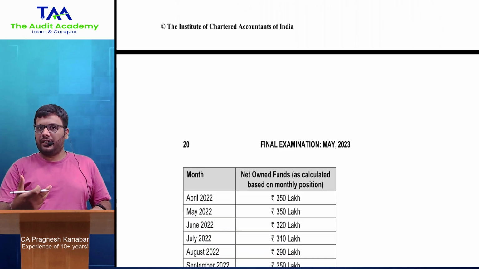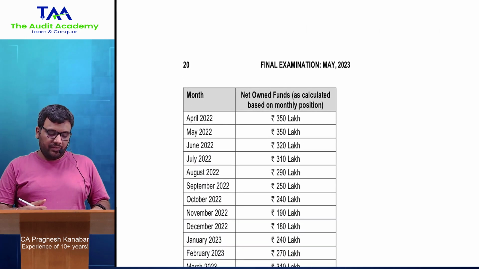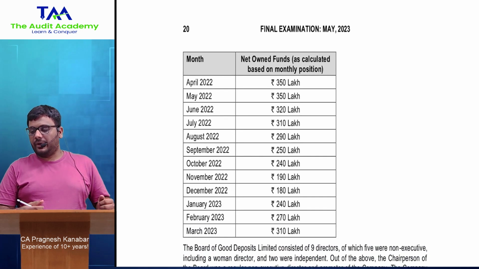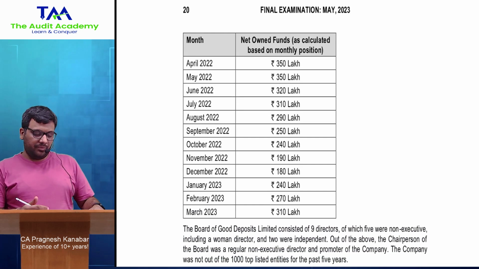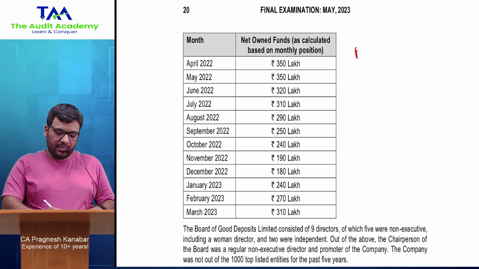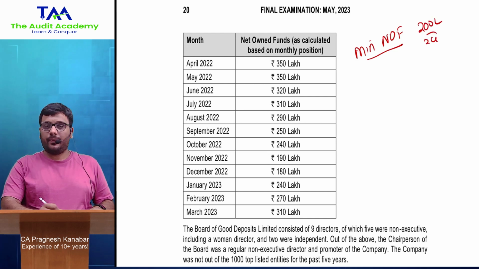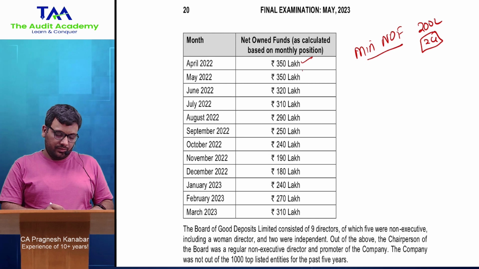Already some students would have understood if they have gone through the peer review video, but I will take a systematic discussion one by one. The very first question is on the net owned funds part over here. This is the monthly net owned funds position. Now when it comes to NBFC, the minimum net owned funds that they are supposed to maintain is 200 lakhs, that is 2 crore rupees. Now look at this over here.